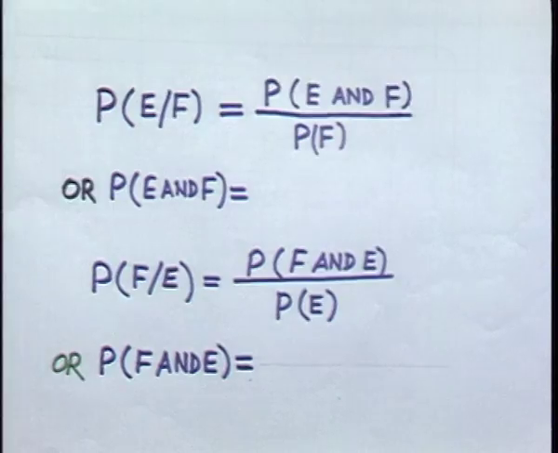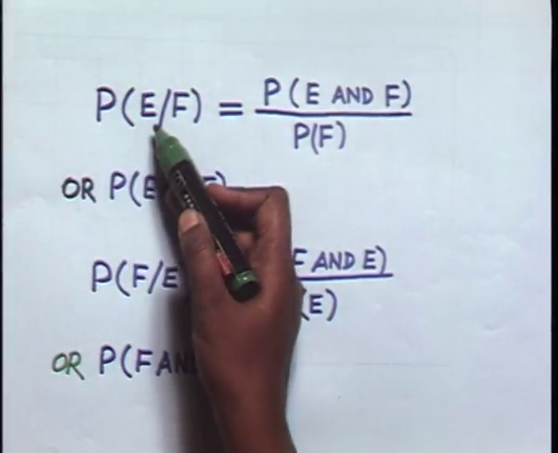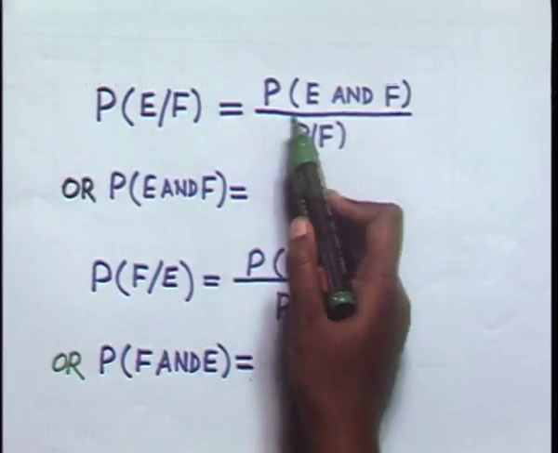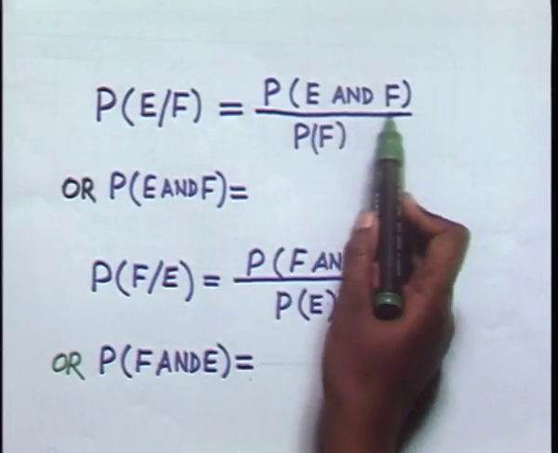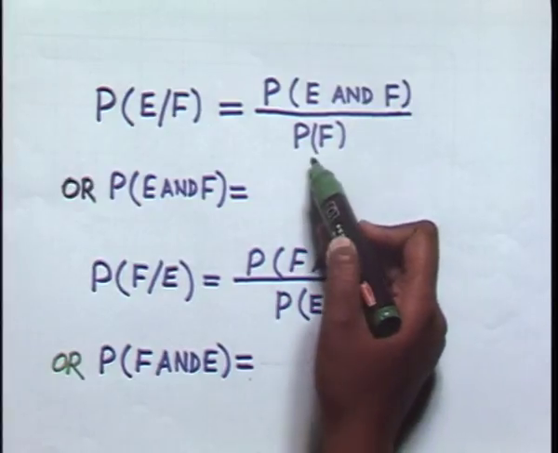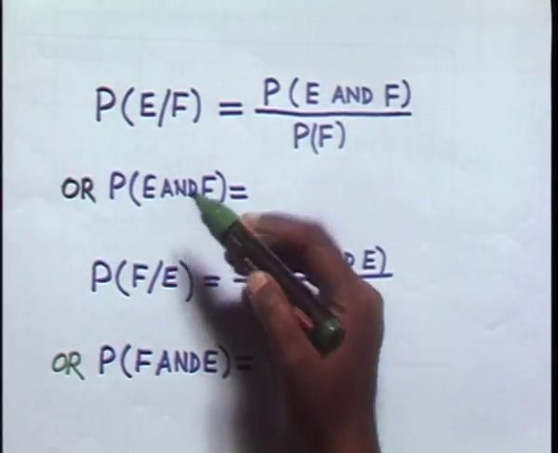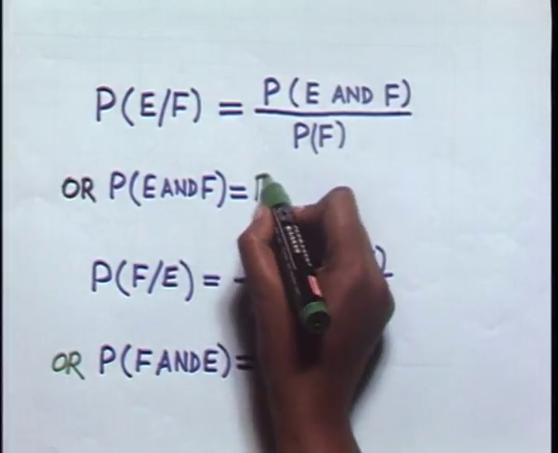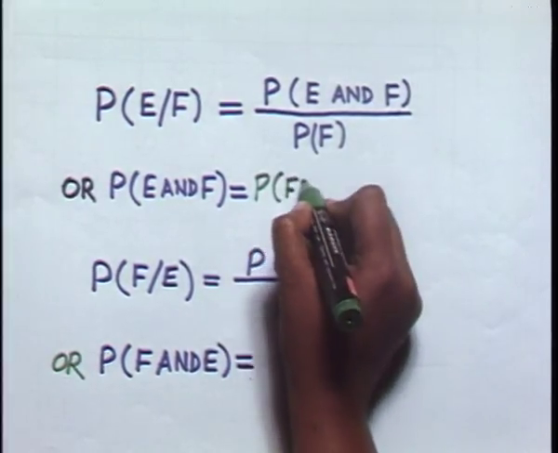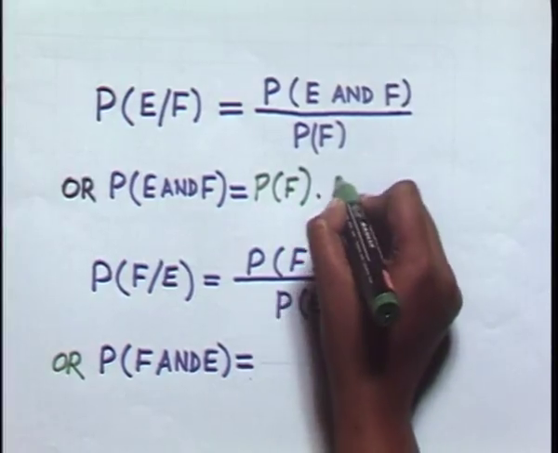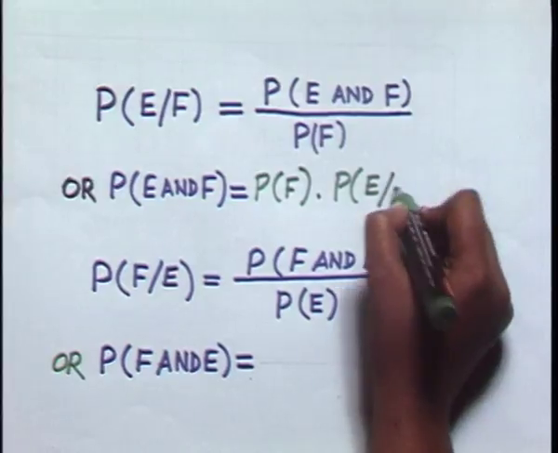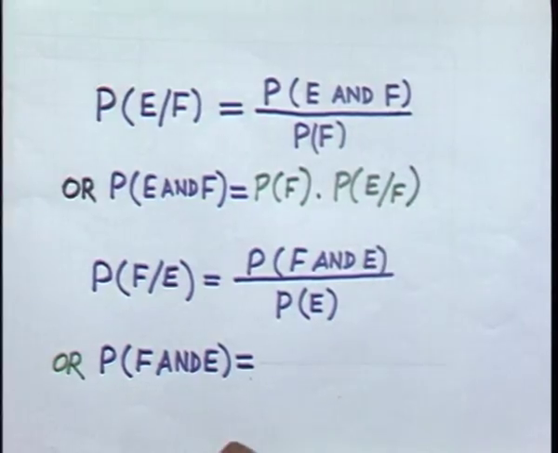We can also express these relations as probability of event E when event F has already occurred equal to probability of event E and F upon probability of event F, or probability of event E and F equal to probability of event F multiplied by probability of event E when event F has already occurred.